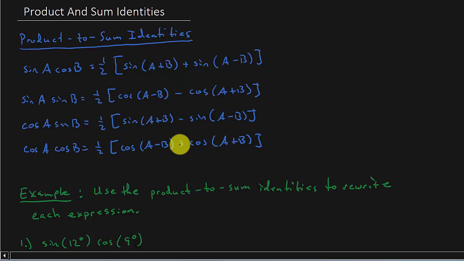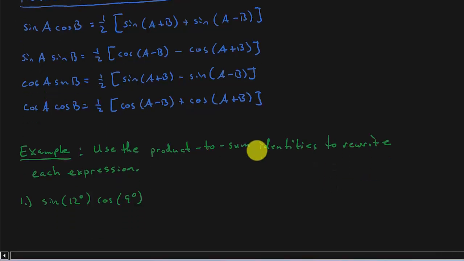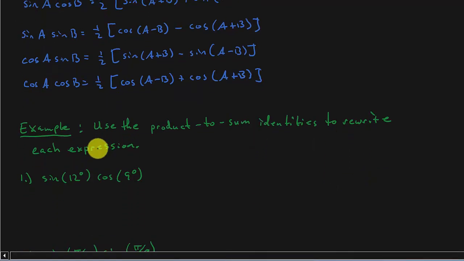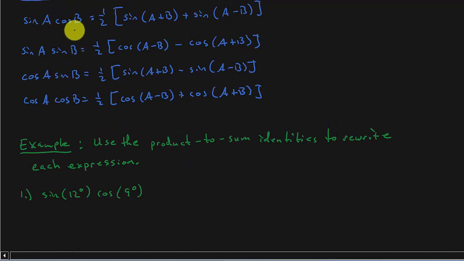So let's look at some examples. And these first two examples here is basically just use the formula to rewrite it. Just practice rewriting it. So use the product to sum identities to rewrite each expression. So notice what we have here. We have sine, cosine. We've got sine A, cosine B. See, we've got this first formula. Let me pull this down some. We got this first formula right here. That's the one we're going to use.